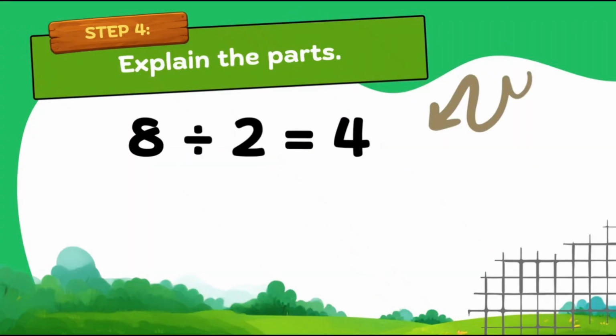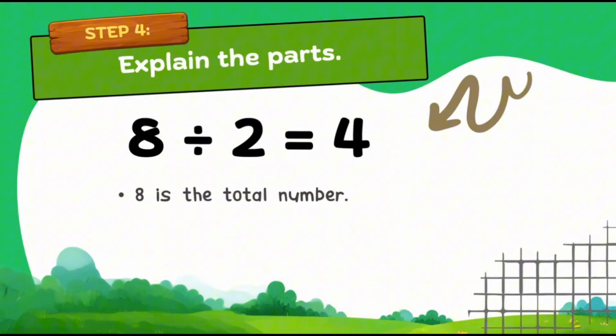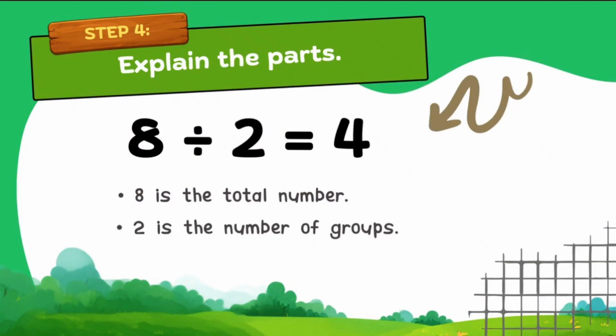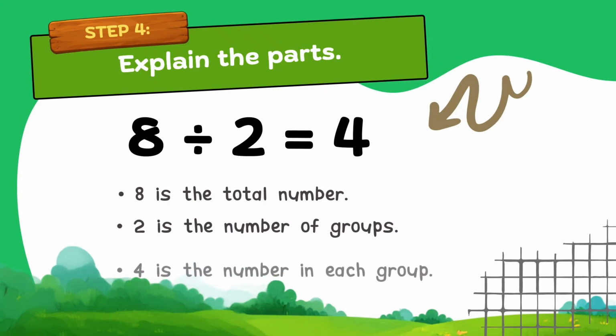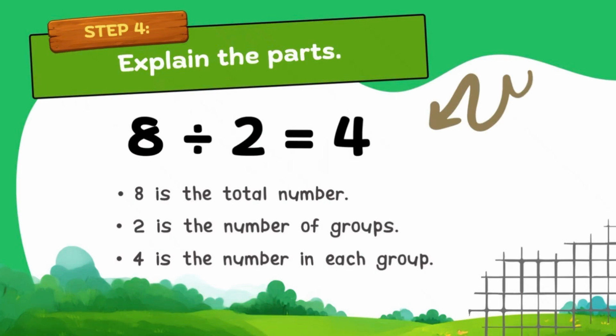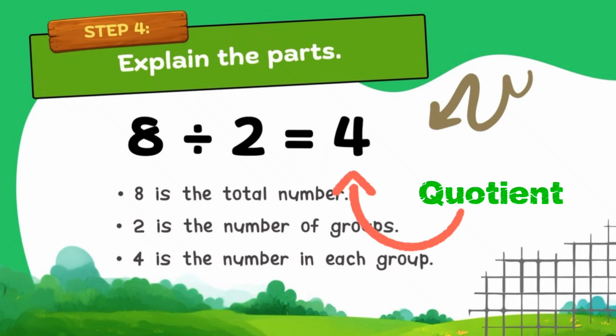8 is the total number, and it is also called the dividend, the number being divided. Next, 2 is the number of groups. It's also called the divisor, the number you are dividing by. Last is 4, the number in each group. It is also called the quotient, the answer to the division problem.